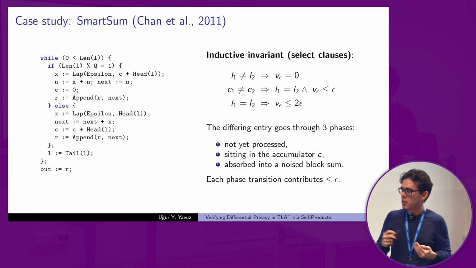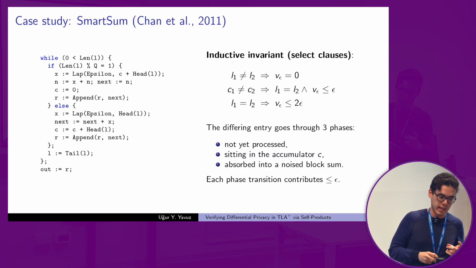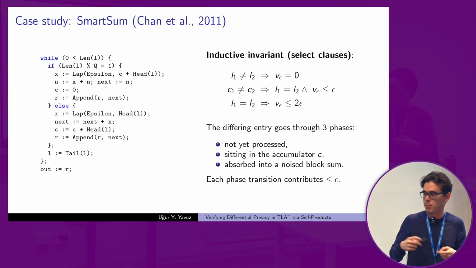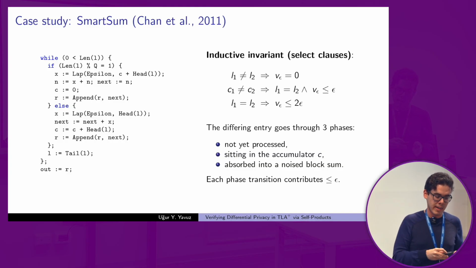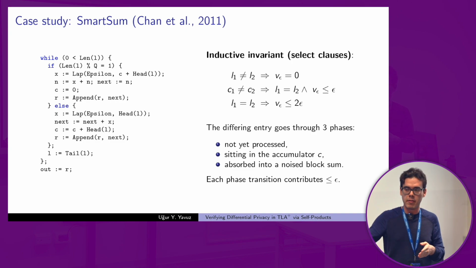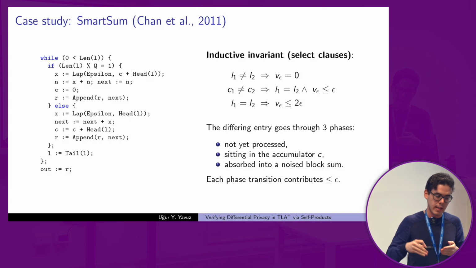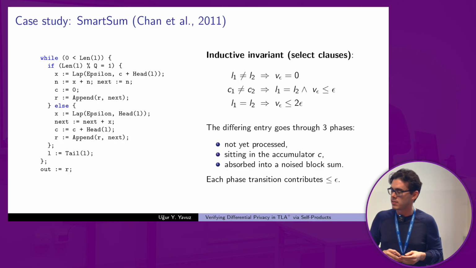The intuition here is the following. The sole differing entry between the two input lists passes through 3 different phases as the loop runs. First, it's not yet been processed, so the 2 simulated lists are different, and the privacy cost is 0. Until we reach that entry, we are not consuming any privacy budget. Then it gets read into the accumulator C on one side, but not the other, so C1 and C2 differ by 1. The lists agree from now on, because this was the only differing entry. And then the cost has gone up by an epsilon, as we introduced some noise by this differing entry.